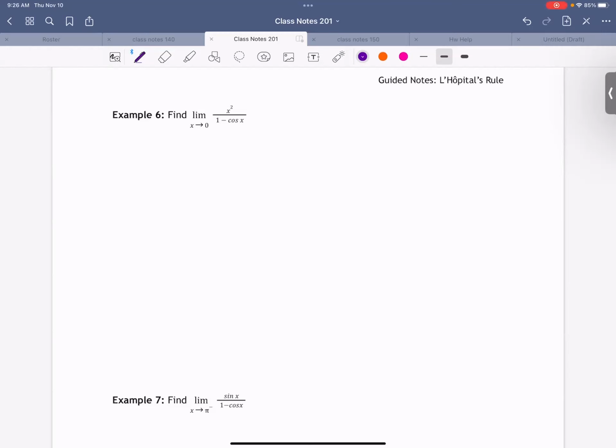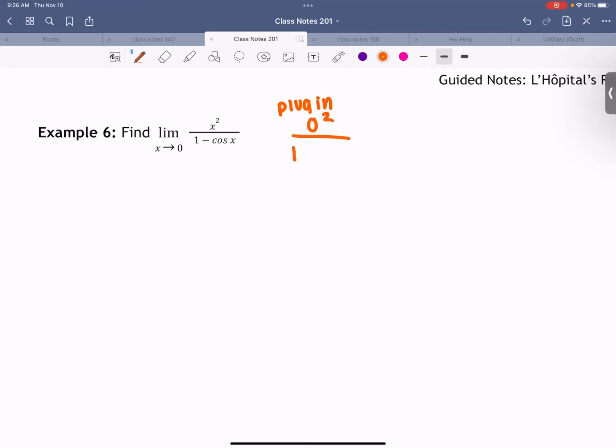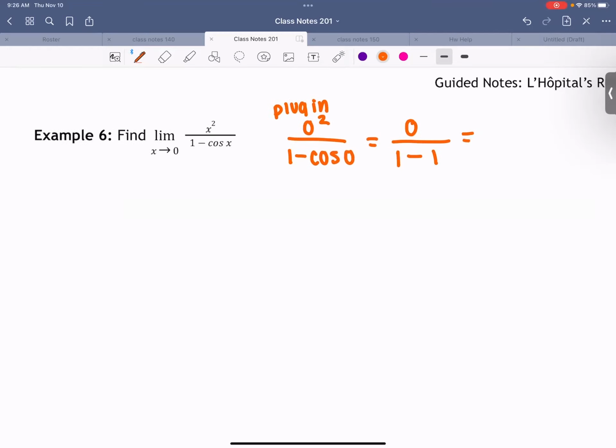Okay. So finding the limit of x squared over 1 minus cosine x, the first thing we want to do is just plug in and see what happens, right? So 0 squared over 1 minus cosine of 0. 0 squared is 0. What's cosine of 0? 1, good. So this is really a 0/0 type limit, right? So we know that we have to do L'Hopital's rule, okay?